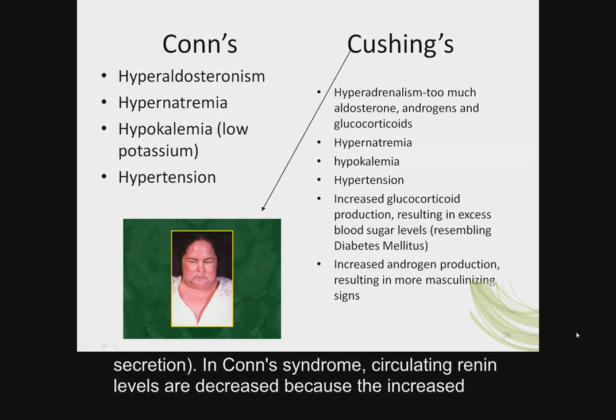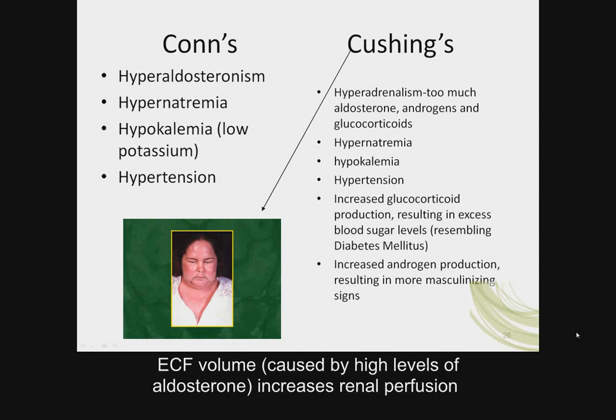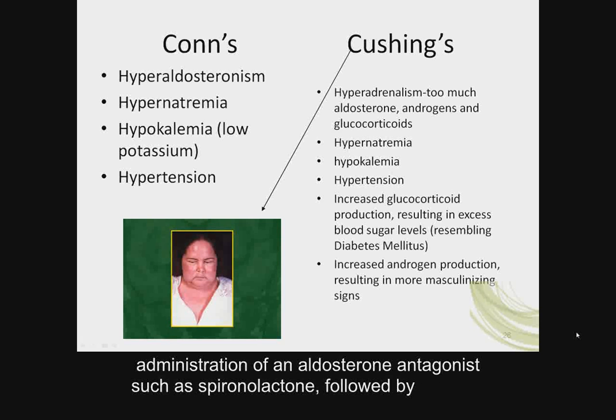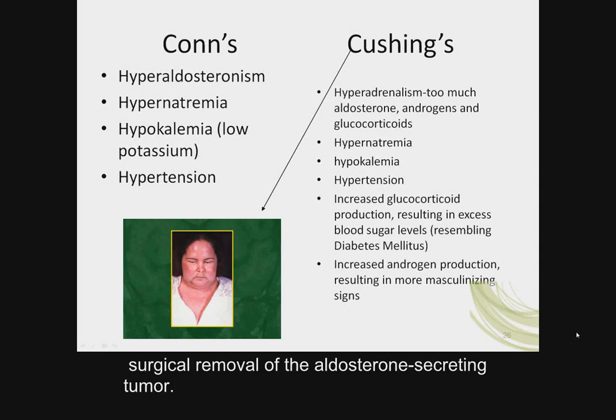In Conn syndrome, circulating renin levels are decreased because the increased ECF volume, caused by the high levels of aldosterone, increases renal perfusion pressure, which inhibits renin secretion. Treatment of Conn syndrome consists of administration of an aldosterone antagonist, such as spironolactone, followed by surgical removal of the aldosterone-secreting tumor.